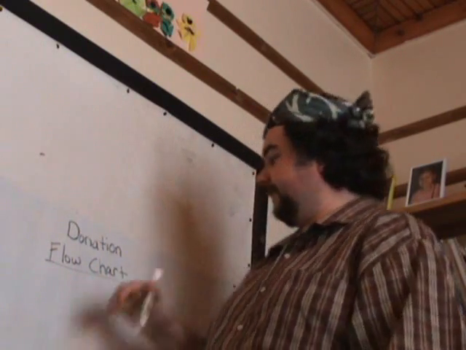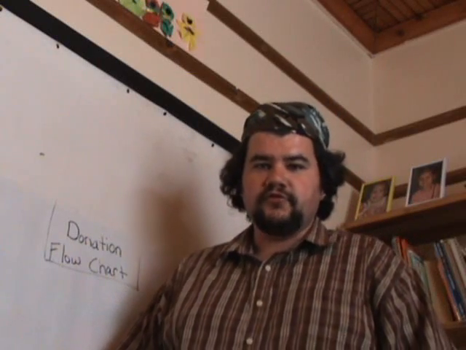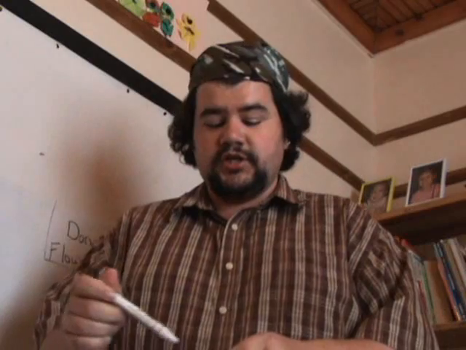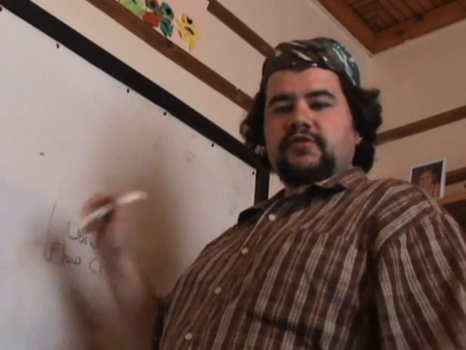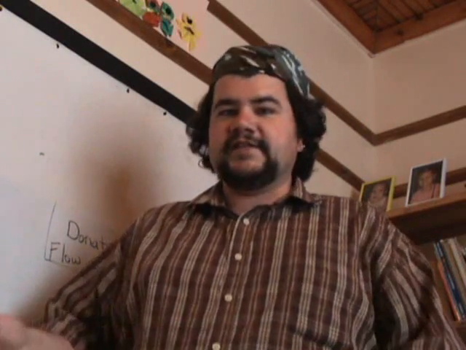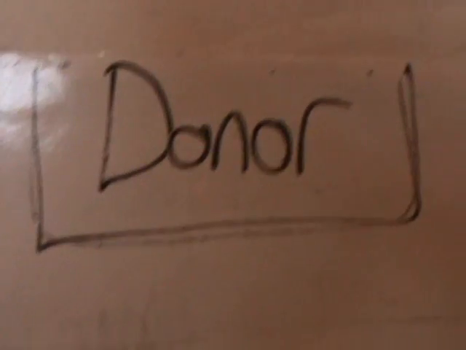I decided to make a flow chart. This is the donation flow chart. So I'm going to tell you in flow chart language exactly where the money you give us goes. First one is going to be the donor. That would be you, or in case you don't give us money, that would be the guy sitting next to you or someone else. Okay, stop number one, donor.